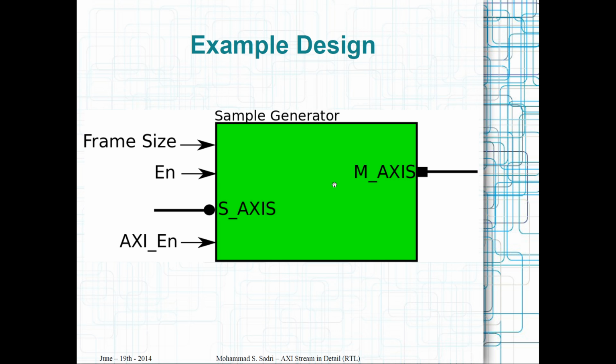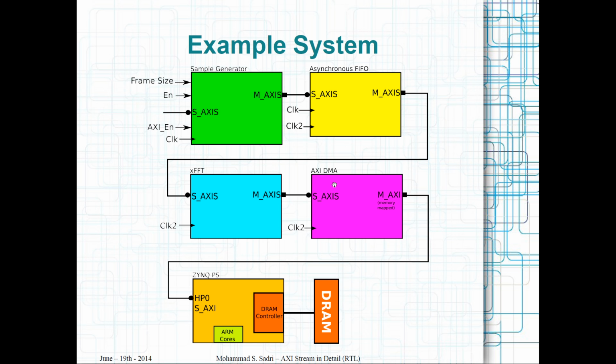This is the module that we are going to design in RTL, and then what I am going to do is instantiate this module in a complete processing pipeline. So what does the complete processing pipeline contain? It contains our module. Then I intentionally want to show you how you transfer from one clock domain in your design to another clock domain.